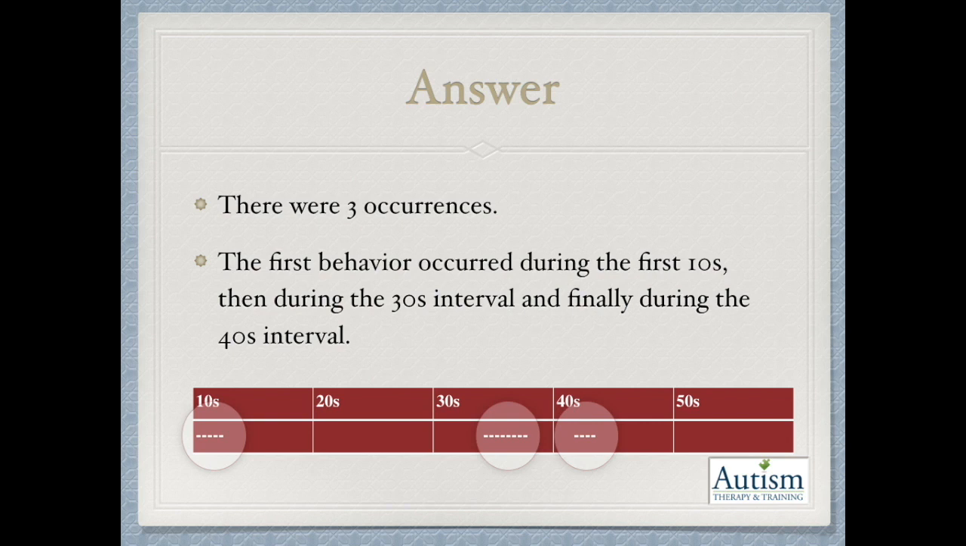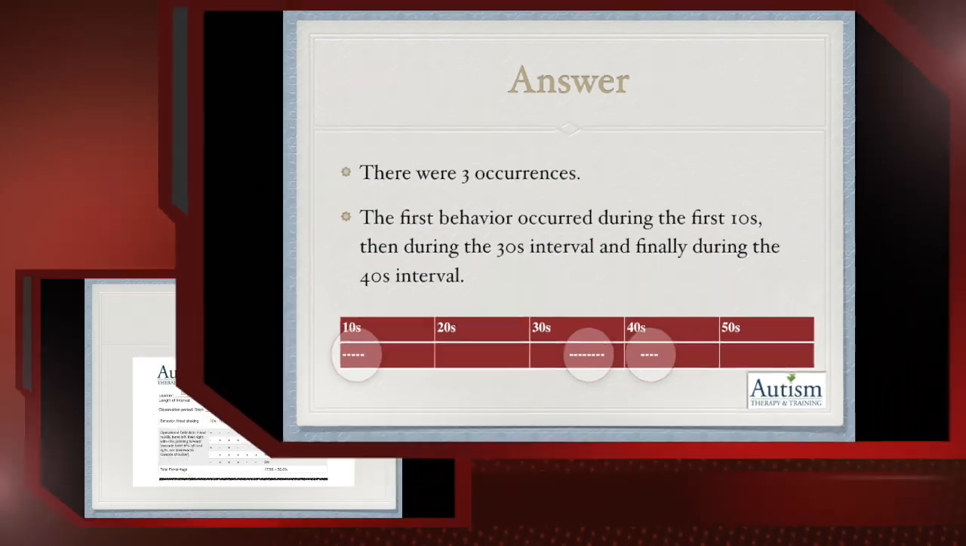Now, when you're taking partial interval data, you're not tracking where in the interval the behavior occurred, but only whether it happened or not. I'm going through this because I want to demonstrate the importance of recognizing that any time the behavior occurs, no matter where in the interval, you'll mark it down.